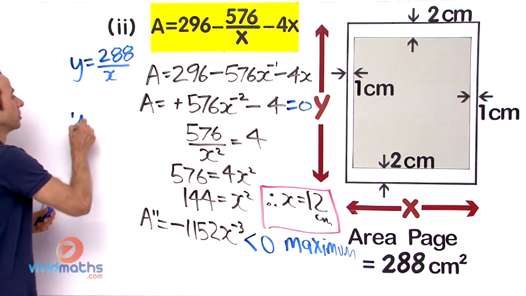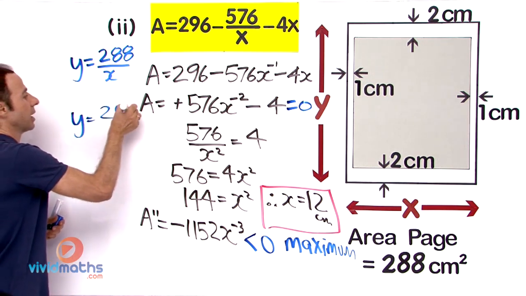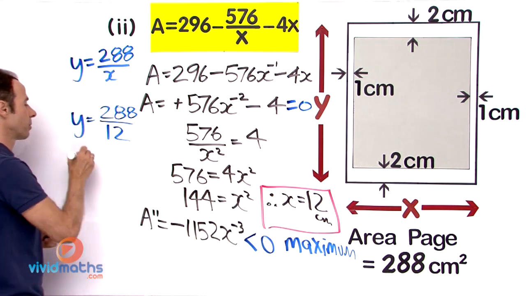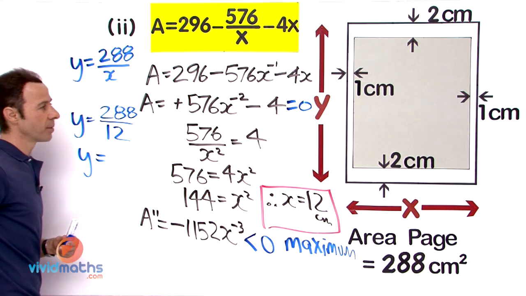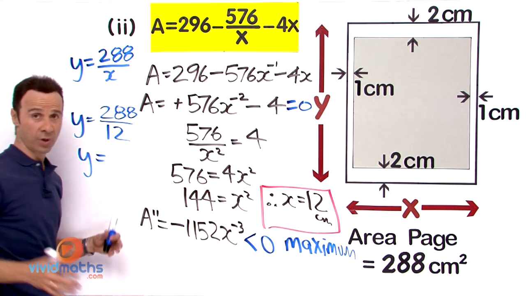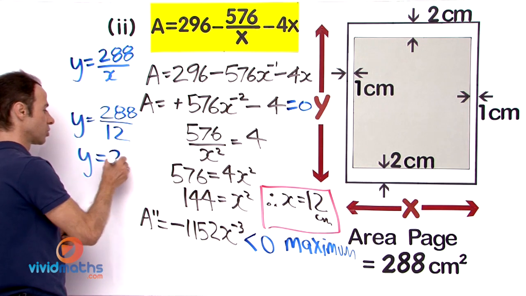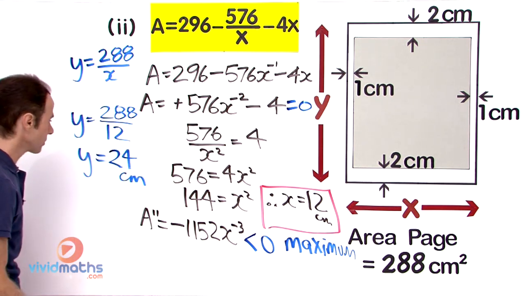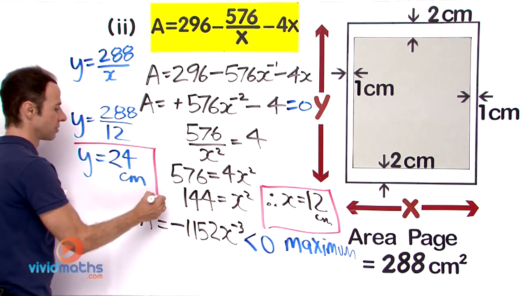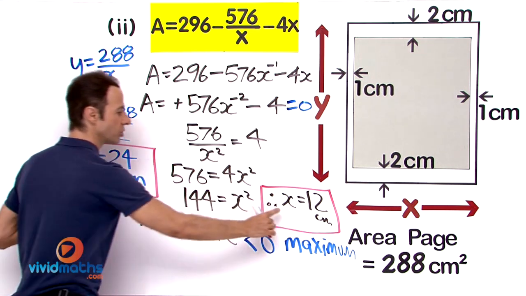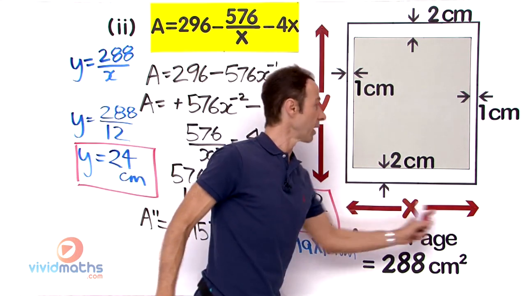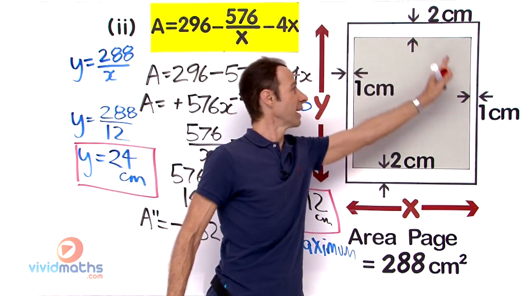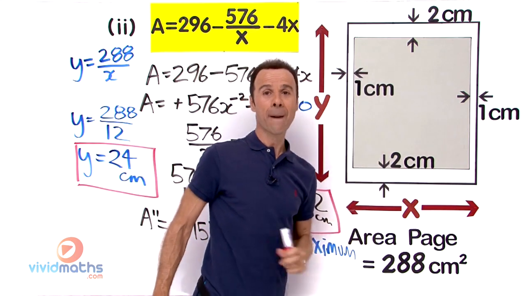So y equals 288 divided by x, which is 12. 288 divided by 12, y equals 24 centimeters, the dimension all the way up there for the whole page. Okay, we have the dimensions. These clearly are the 2 dimensions, x and y, so that we could maximize the printed internal area with those margins.